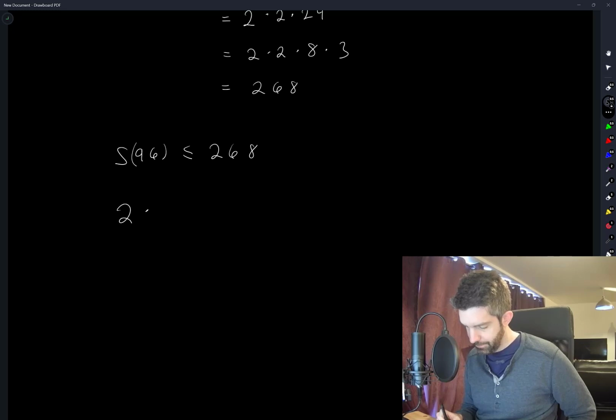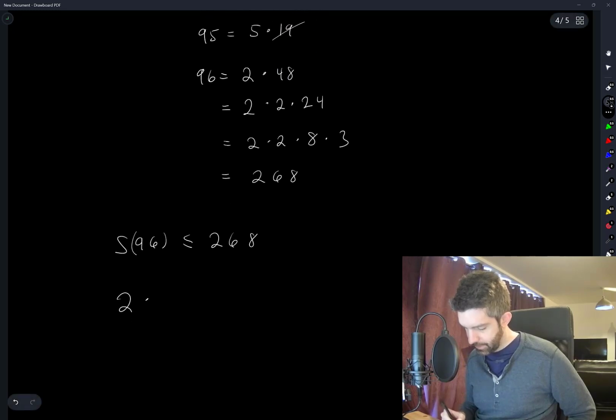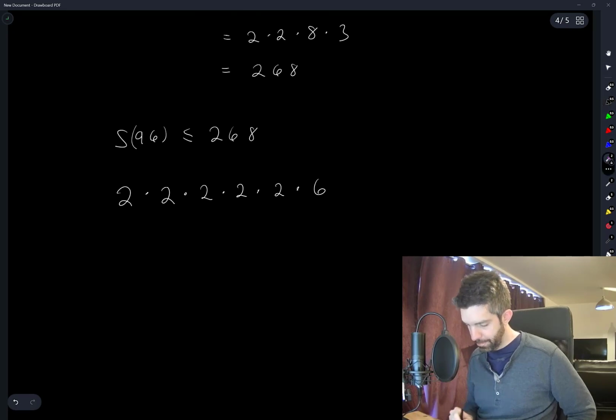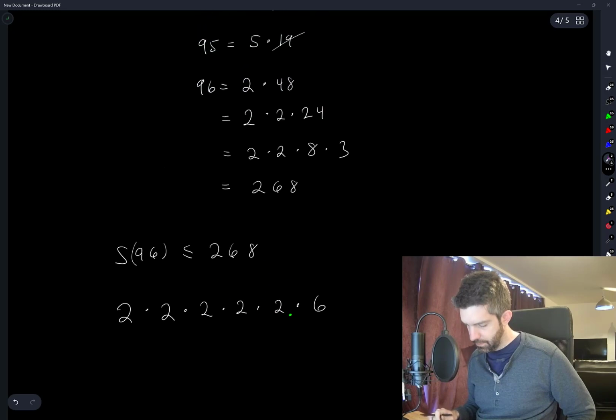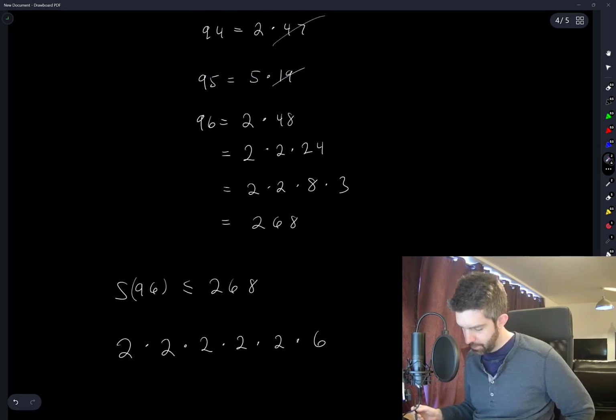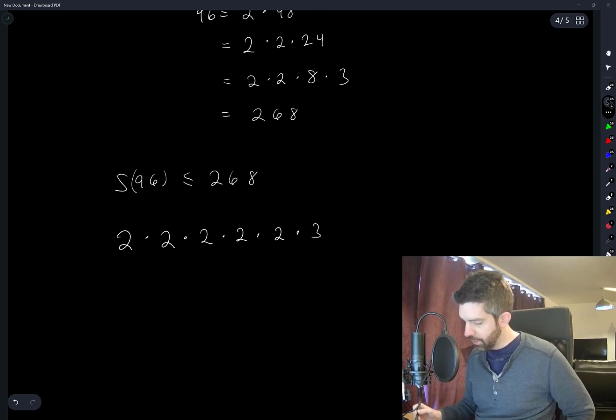Let's see if we can figure out another way to rearrange these digits. 2 times 2 times... okay. 1, 2, 3, 4, 5. Wait. Did I mess something up? Ah, that should be a 3, not a 6. Yeah, so this is 32 times 3.